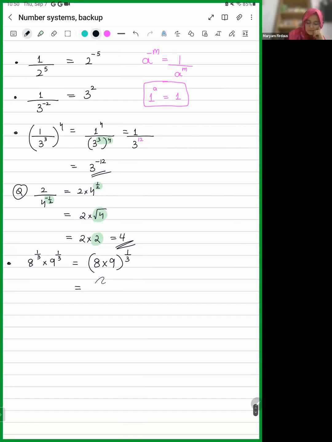72 to the power 1/3. So which means 72√3? Not 72√3. No, it is the cube root of 72. Yes, cube root. I forgot the name. That's all.